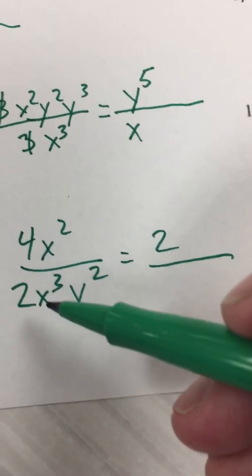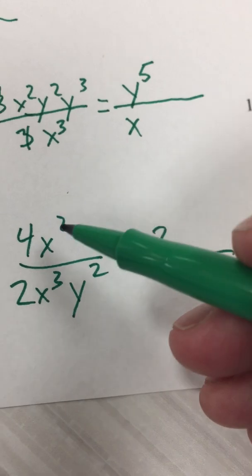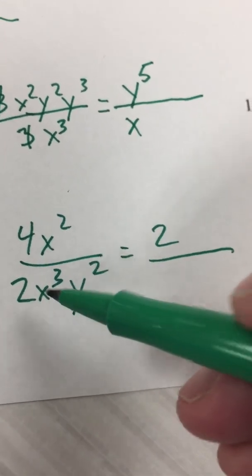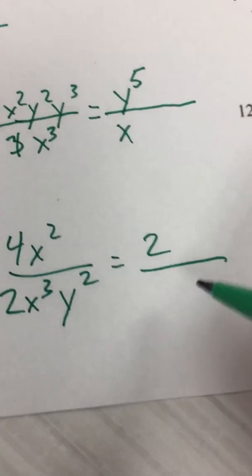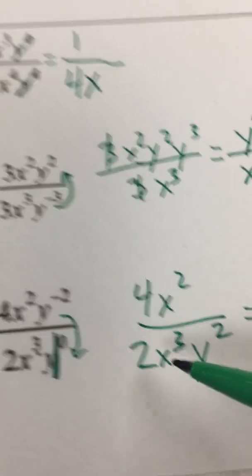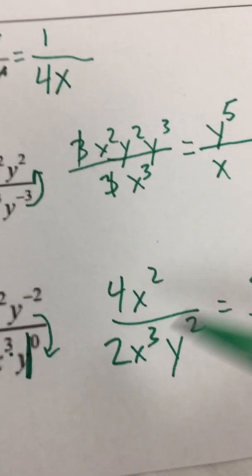Now I've got x's on top and x's on bottom. I only want one x piece. So 2 of these cancel out 2 of these, so the leftovers are on bottom because there were more on bottom, so there's 1 on bottom. So the shortcut was you subtracted the exponents. 3 minus 2 is 1, and you put the leftovers on bottom.